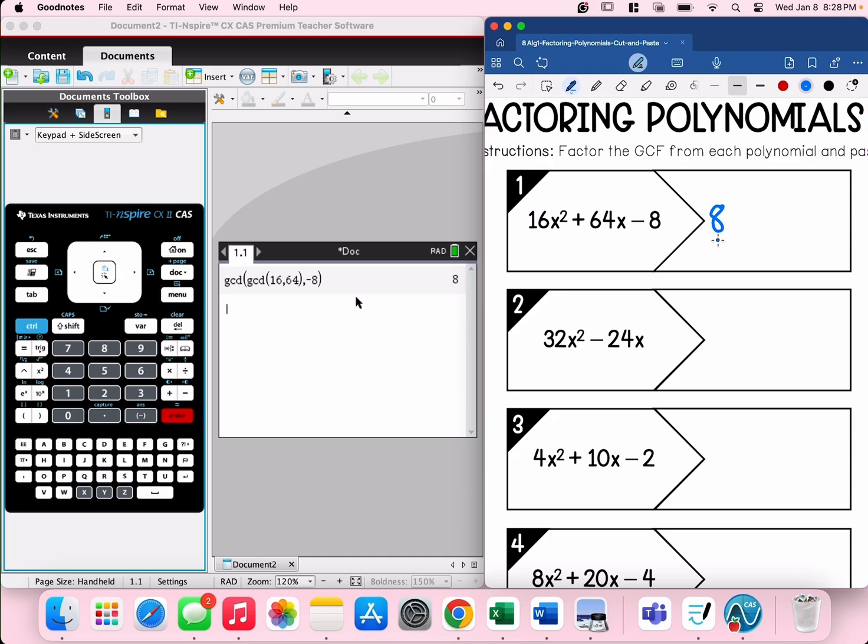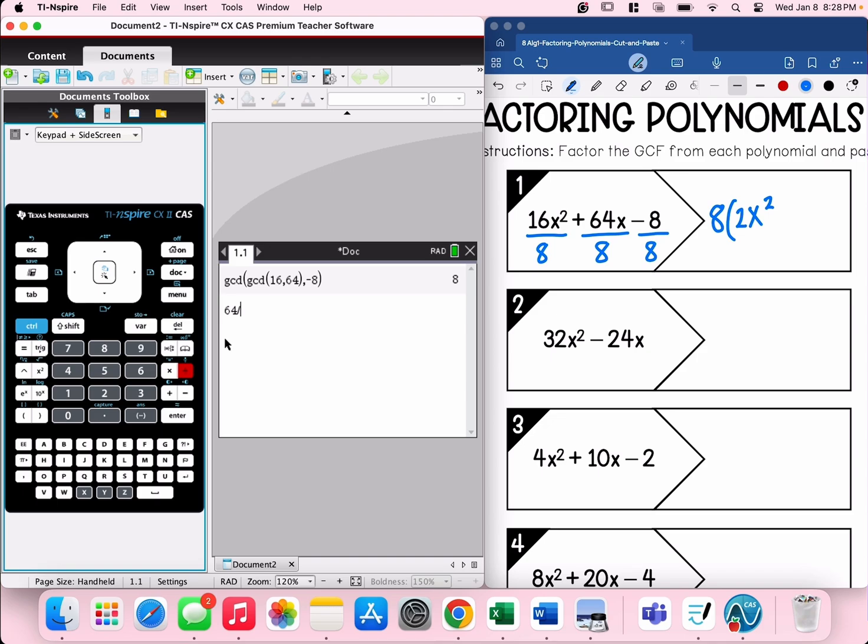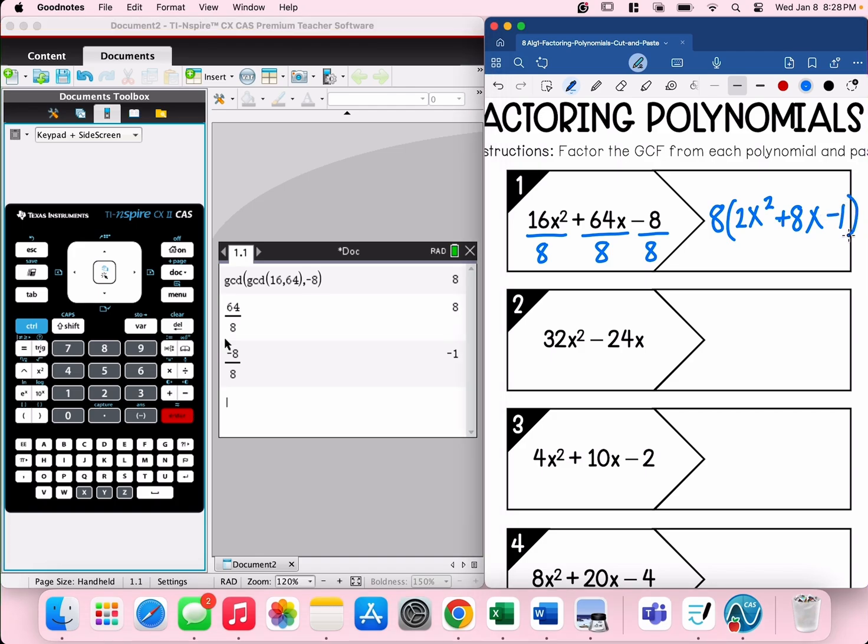Now that I know that 8 is my GCF, I'm going to divide each term by 8. So 16x squared divided by 8: 16 divided by 8 gives me 2, so this is 2x squared. Then I have 64x divided by 8. Well, 64 divided by 8 gives me 8, so this is plus 8x. And then negative 8 divided by 8 is going to give me a negative 1, so this is going to be minus 1.